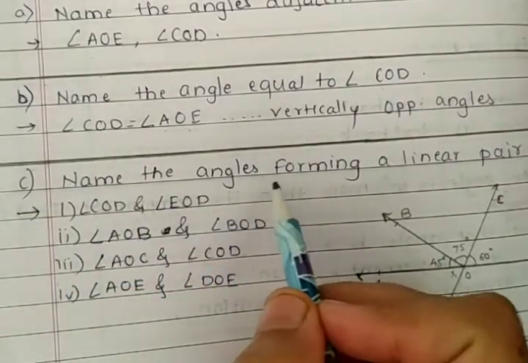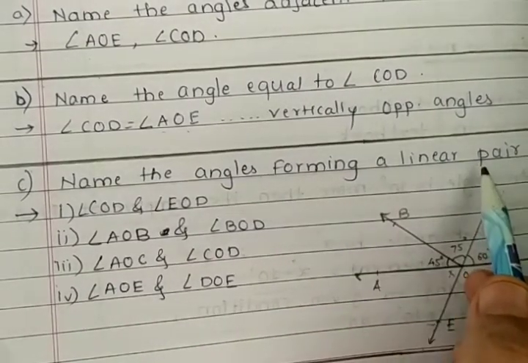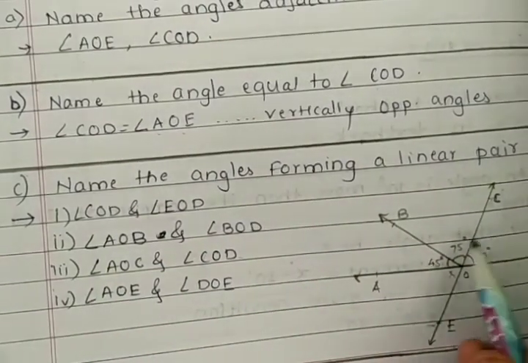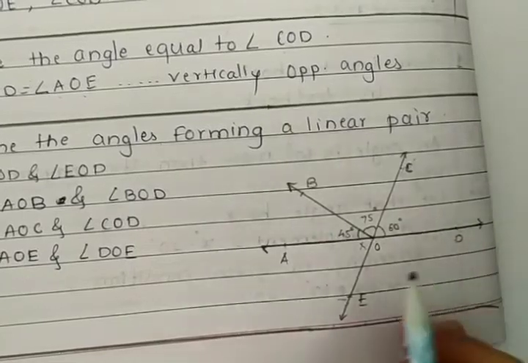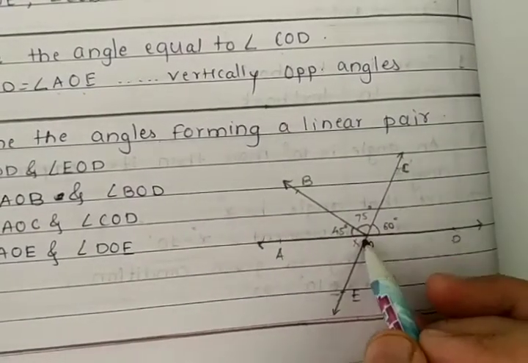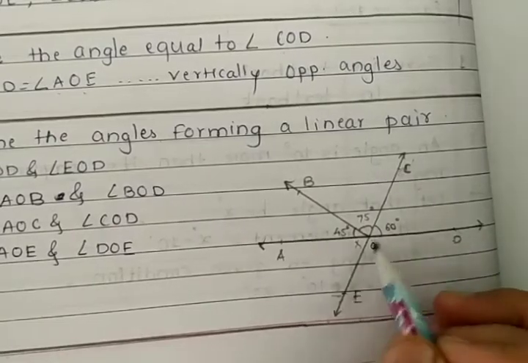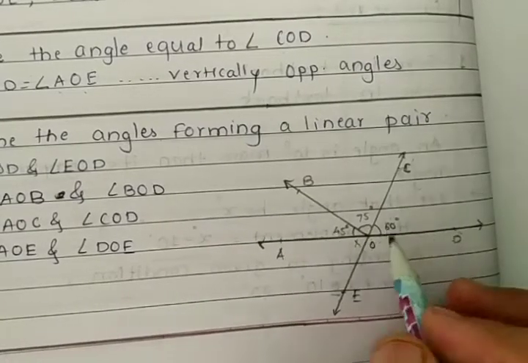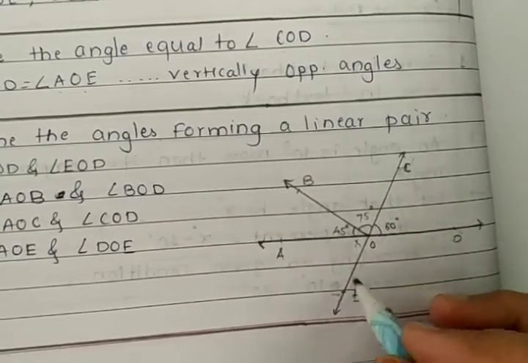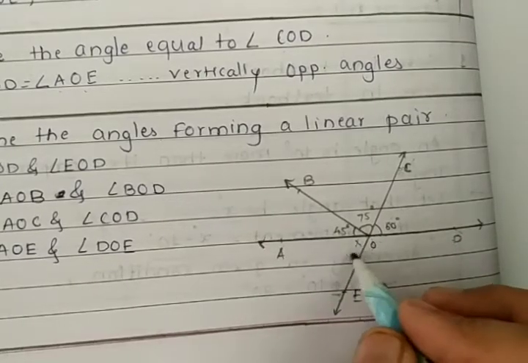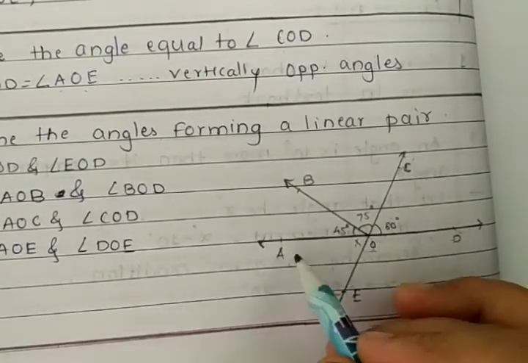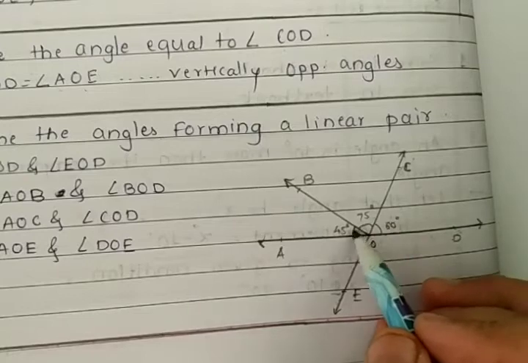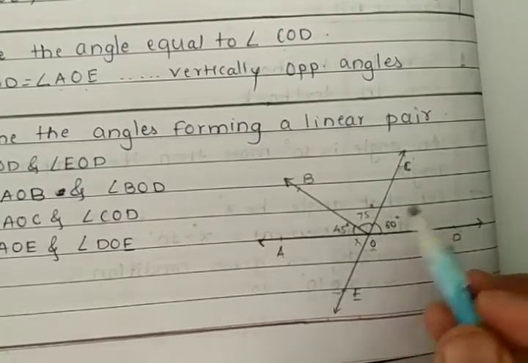Now see the next sub question. Name the angles forming a linear pair, right? All these types of angles we already studied, right? So which angles are forming linear pairs? See your diagram. Okay, we'll start with COD plus EOD, or DOE. These two are forming a linear pair, right? Now the next pair, again DOE plus AOE. These two are forming a linear pair, right? Then AOE and AOC. These two are also forming a linear pair, right?